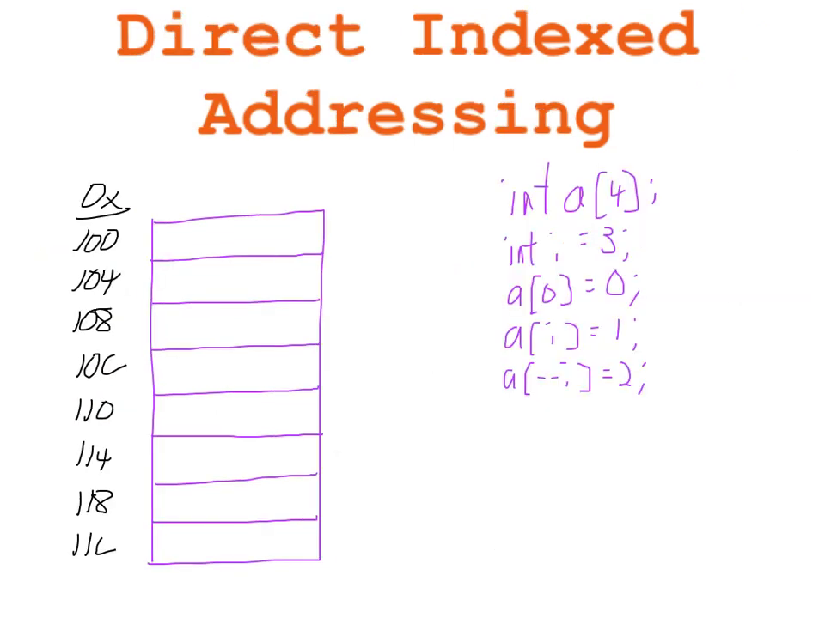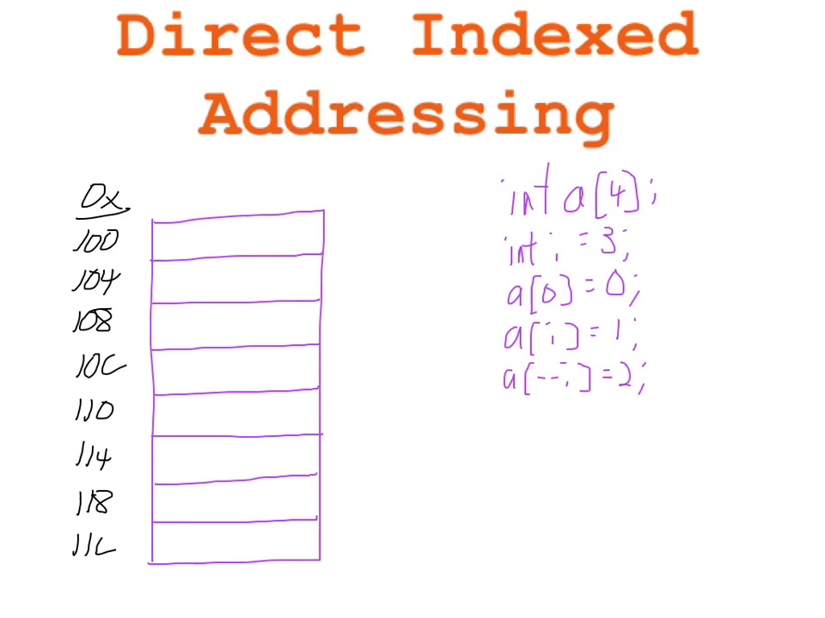So the last form of addressing I'd like to discuss is direct indexed addressing. Direct indexed addressing is very similar to direct addressing, and it's also similar to base indexed addressing. It is like direct addressing in that we're going to use a variable, and it's like base indexed addressing in that we are going to be able to use an index that isn't known at compile time in order to access an array.